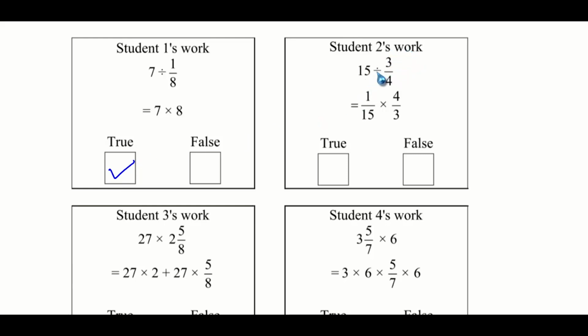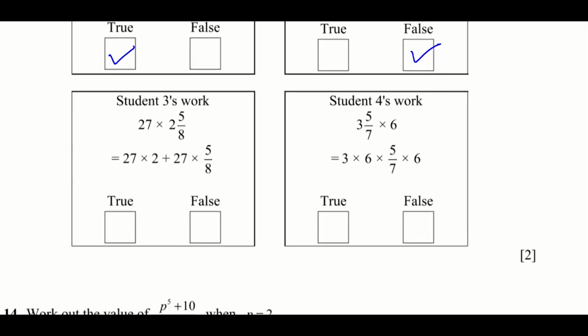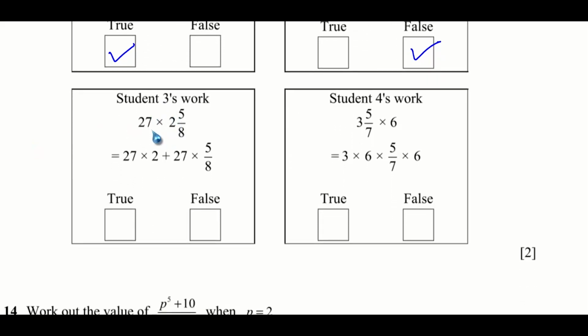Student 2: 15 divided by 3 over 4 is the same as this. No, so this is false. It's not correct. Next one: 27 times 2 plus 5 over 8 is the same as multiplying 27 by 2 plus multiplying 27 by 5 over 8. So this is also true. It's just like when you have 2 multiplied by, let's say, 10, you can split this 10 into 2.